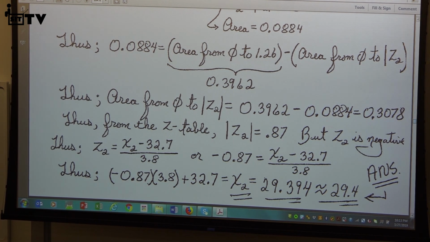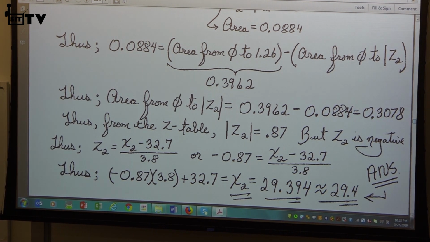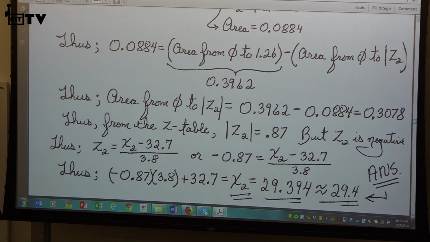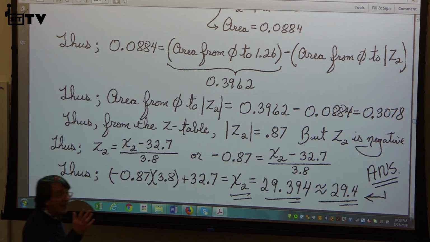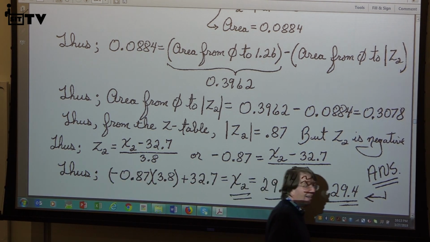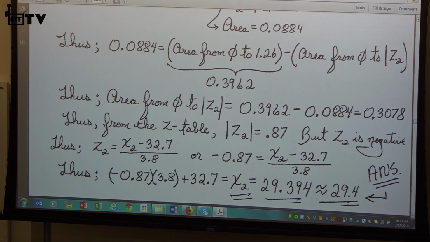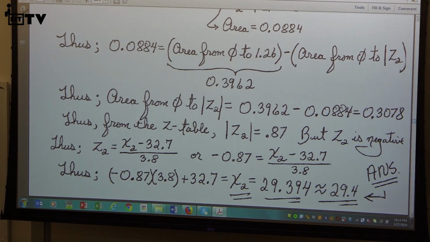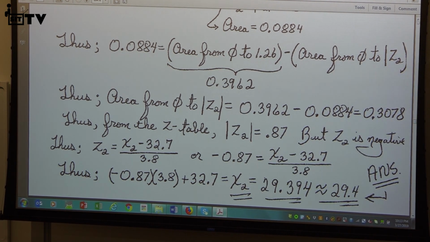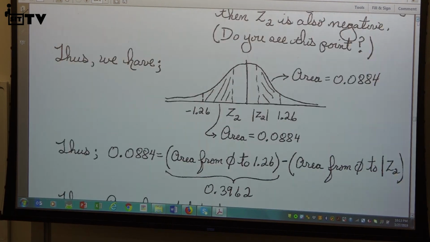Interesting problem, Matt. Have we done okay? Magdalena, could you explain one more time why z2 is negative? Excellent. It's my favorite part of the problem, Magdalena.